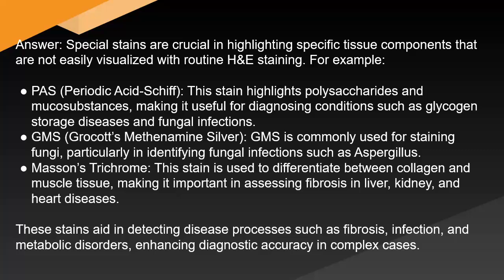Masson's trichrome. This stain is used to differentiate between collagen and muscle tissue, making it important in assessing fibrosis in liver, kidney, and heart diseases. These stains aid in detecting disease processes such as fibrosis, infection, and metabolic disorders, enhancing diagnostic accuracy in complex cases.